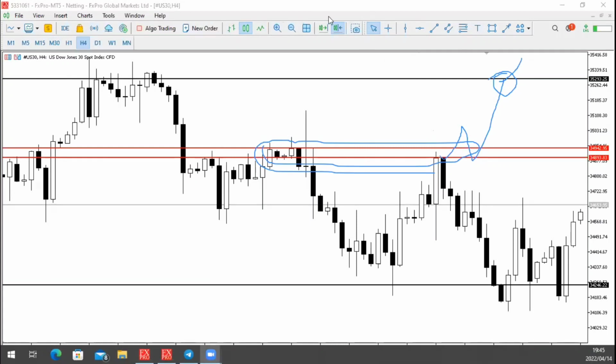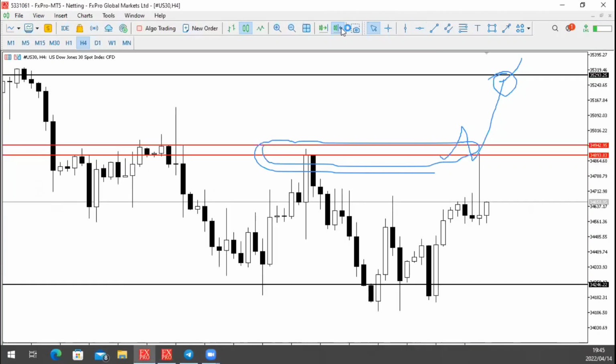So you need to look at the market structure. You need to know that whatever happens on the left hand side is also gonna happen on the right hand side, but it's not gonna be the same structure. So I hope you're all with me.